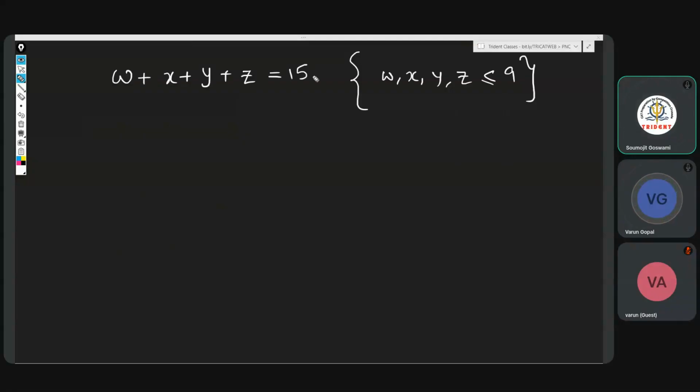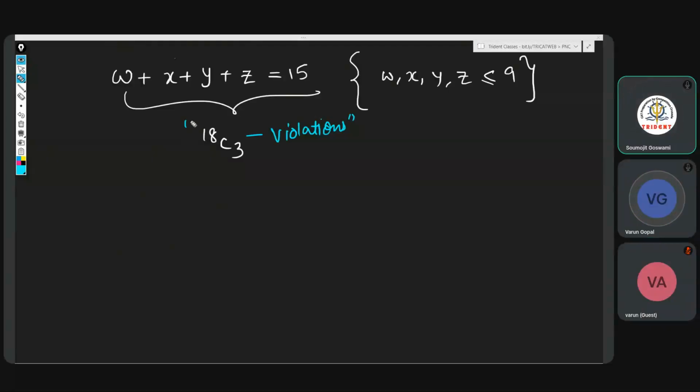Now, had the condition not been there, I would have gotten the number of ways as 18C3, right? Now, what is 18C3? Please understand, I'm recapping. You guys already know what this is. Without the violation, this could be 15, 0, 0, 0, and this is possible. But I know that W is a digit, and a digit cannot be more than 9. So it has to be less than or equal to 9. So I will have certain violations.